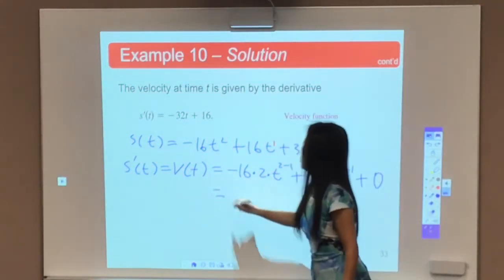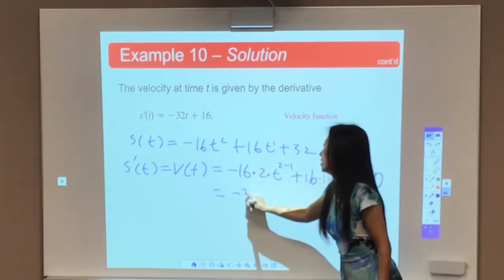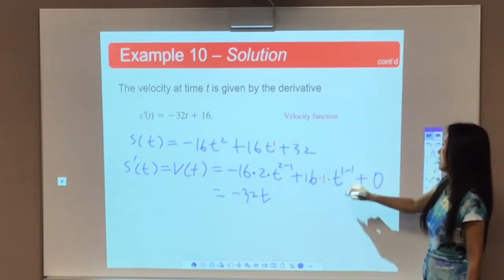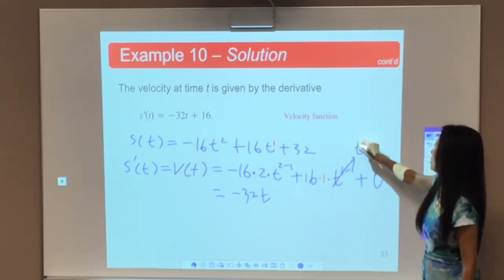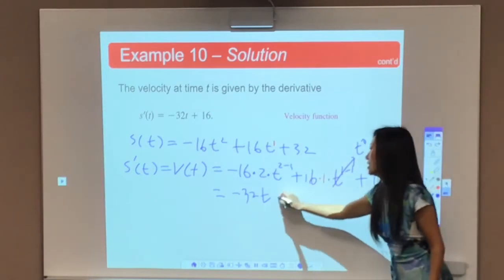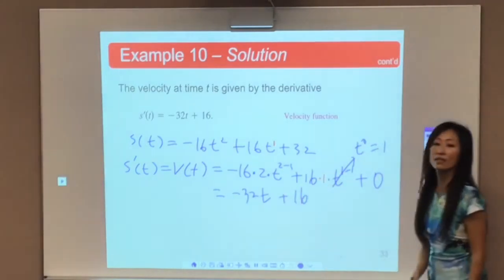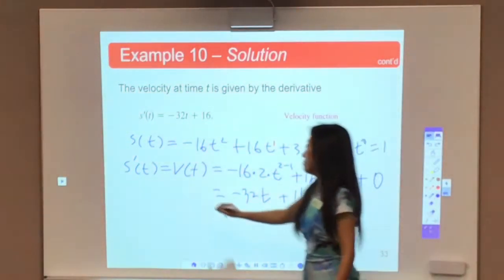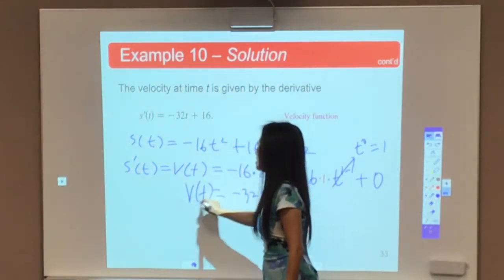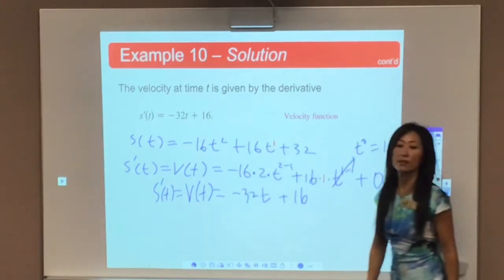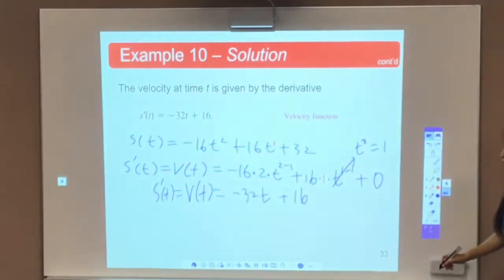So that is equal to negative 32t, and this is equal to what? That becomes a t to the 0, which is equal to what? 1. So 1 times 16 is just simply 16. So does everybody see it? My velocity function is this, or I can say s prime of t.